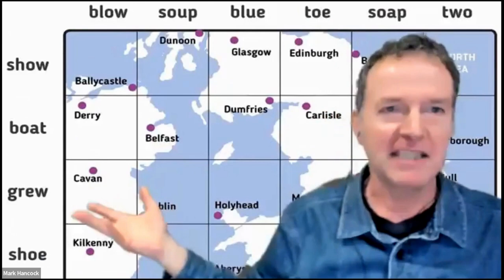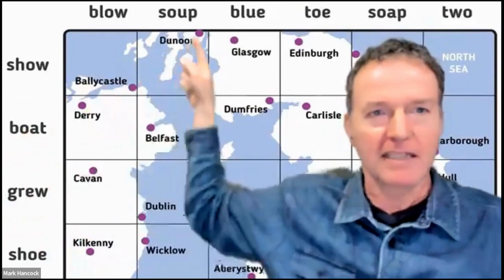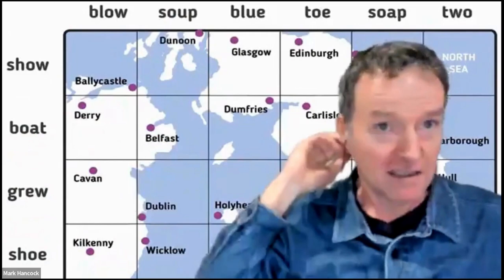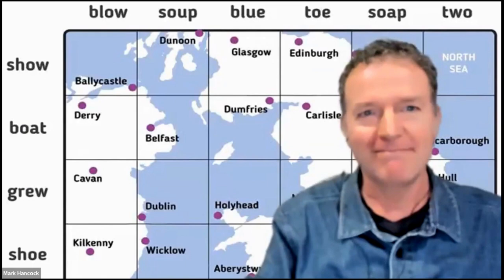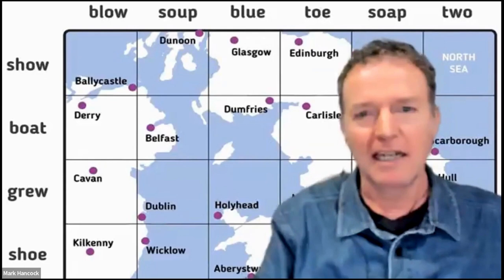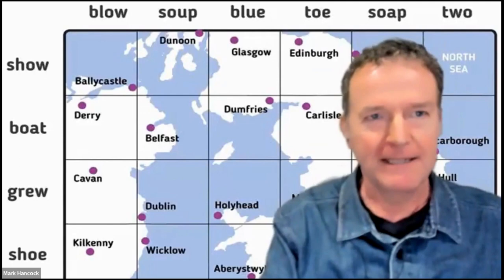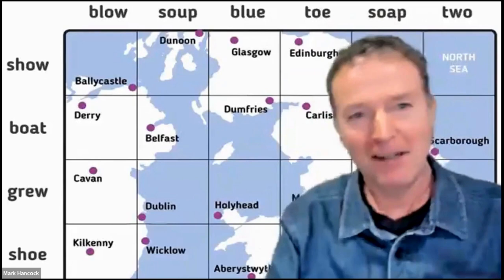So for example, if I say boat, soup, that would be boat and soup. You're going along from boat, down from soup, and get to Belfast. Okay, so let me say another one. Show, blue. Carolina says Glasgow. Amanda says Ballycastle. You see, if Amanda's gone to Ballycastle, it means that I didn't pronounce it clearly enough, because I wanted to go to Glasgow. Simona's gone to Dumfries. Oh my God. I'm clearly going to have to be very, very careful about how to pronounce this. I'll try one more time.